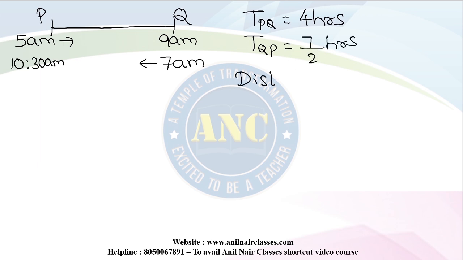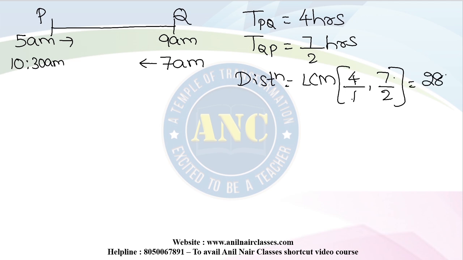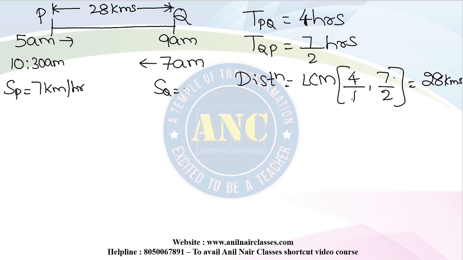Distance is constant. I will assume the distance as the LCM of the given times. LCM of 4 and 7 by 2: it is nothing but 4 and 7, LCM is 28, HCF of 1 and 2 is 1. So distance is 28 kilometers. I am assuming the distance between P and Q as 28 kilometers. Speed of first train P is distance 28 divided by time 4 hours. 28 divided by 4 is 7 kilometers per hour. Speed of second train Q is 28 divided by 7 by 2. It will be 8 kilometers per hour.